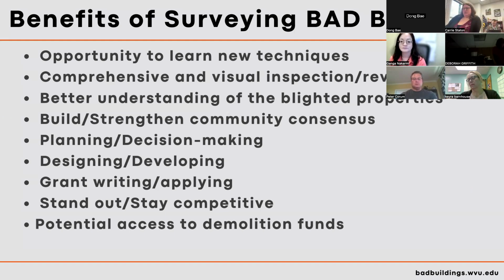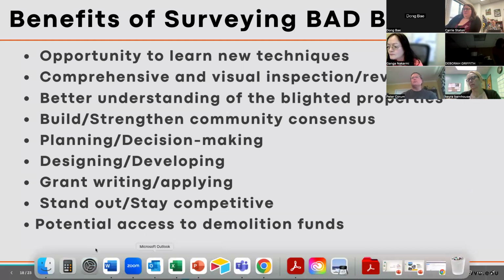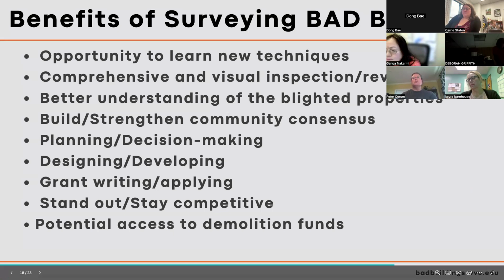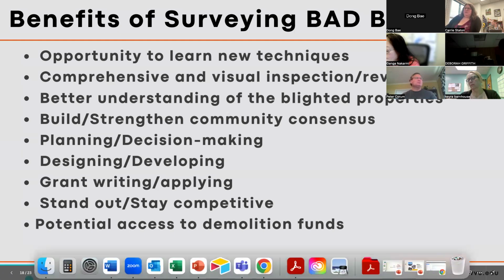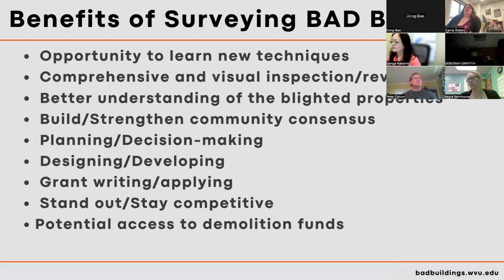Thanks, Ganga. I don't see any questions in the chat just now, but I just want to underline that very last benefit of surveying and inventorying your bad buildings. You may have seen other communities in West Virginia recently get money from the DEP for demolition of their abandoned building properties and wondered how they got access to that money. One of the ways they got it is by being ready with a list of properties that needed to be demolished. The first step of dealing with any of these buildings is to identify where they are and identify which ones need to be demolished and which ones you can get site access to and funding for demolition. That is a huge benefit of surveying your bad buildings, among many of the others.